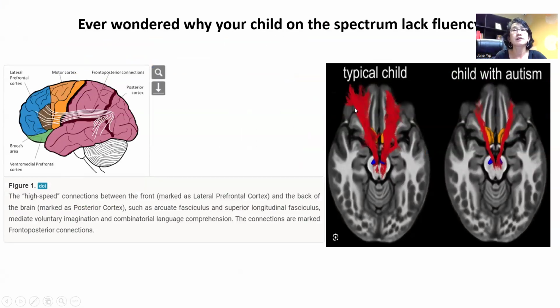This is the fiber thickness. And this is a DTI, diffusion tensor image. And the thicker the fibers, the more myelination and faster the transmission of information. What happened in autism is that there is a drastic reduction in fiber thickness. As a result, transmission slows down.